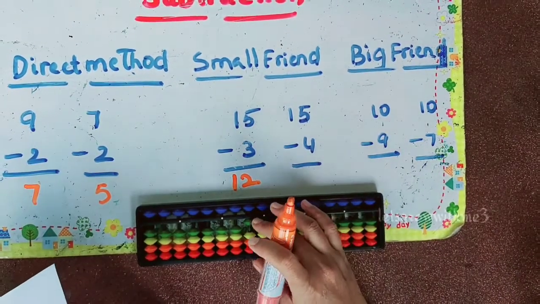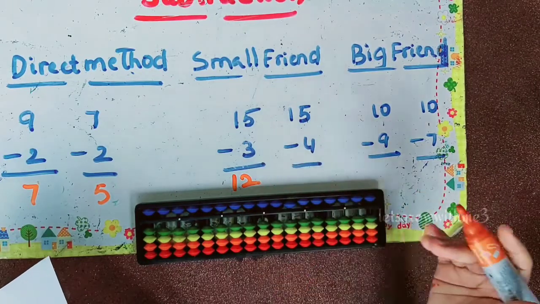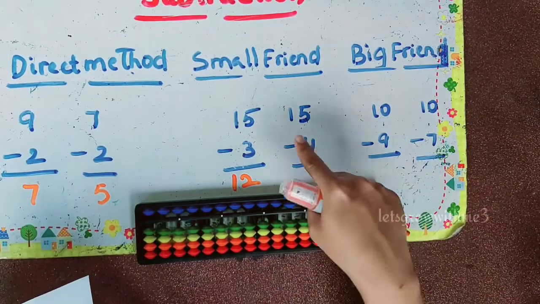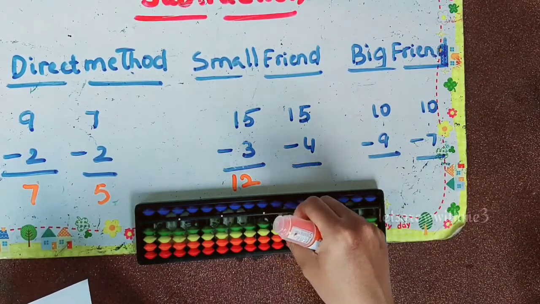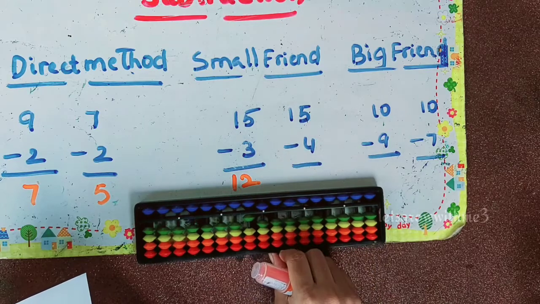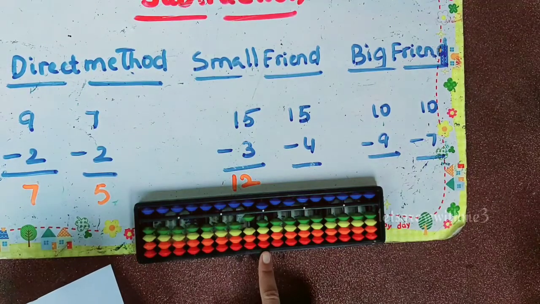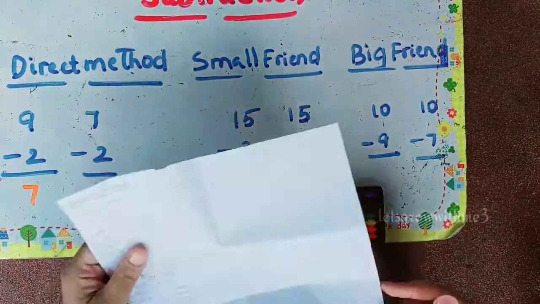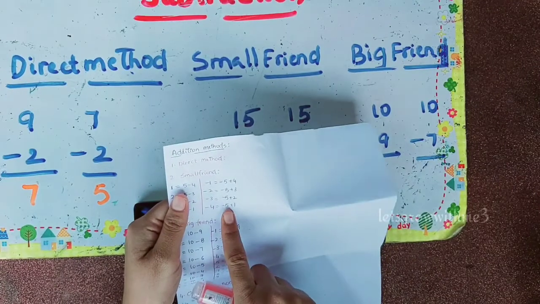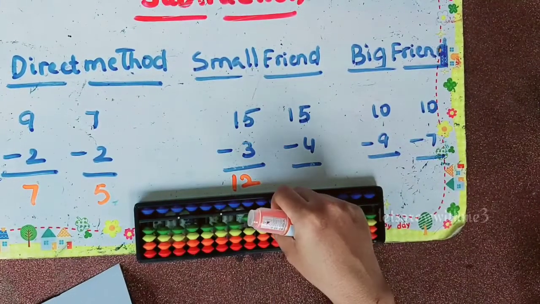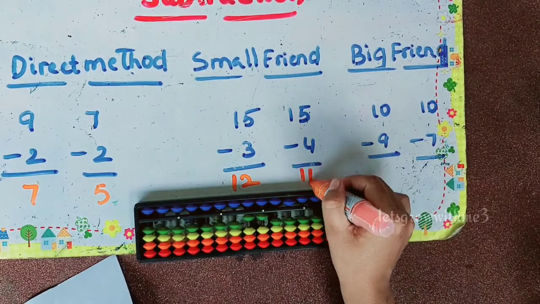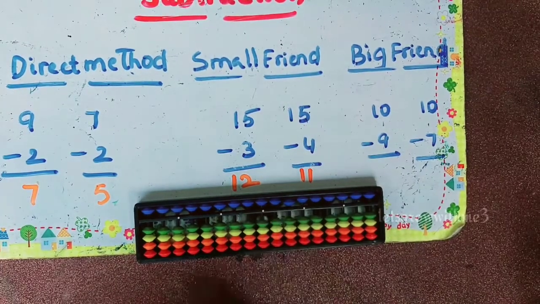Next question. 15 minus 4. So how to do minus 4? Which is minus 5 plus 1. So remove 5, then add 1, because we don't have beads here. When you don't have beads, you need to go for small friend first. Minus 5 plus 1. So the answer is 11.